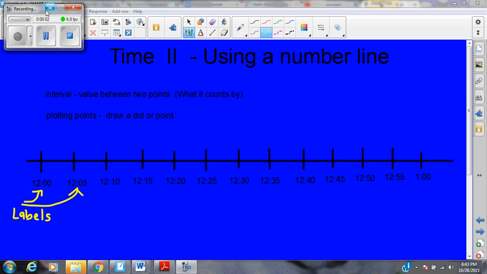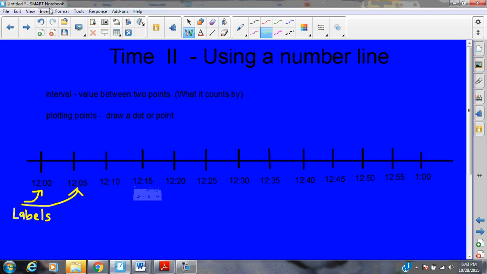This is more about time, but using a number line to tell time. We talked about analog clocks, we talked about digital clocks, and now we're going to talk about counting time using a number line. Today, we're going to learn two new words, and those words are interval, and the interval is just the value between 2 points. To simplify it, what is it counting by?